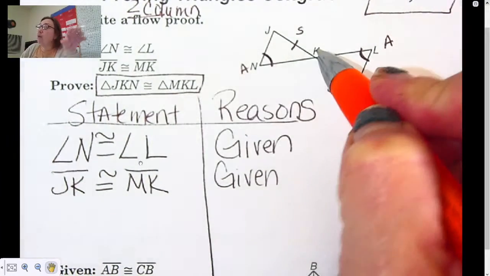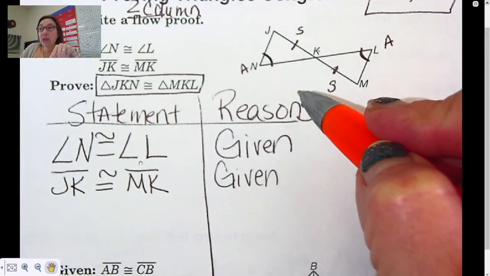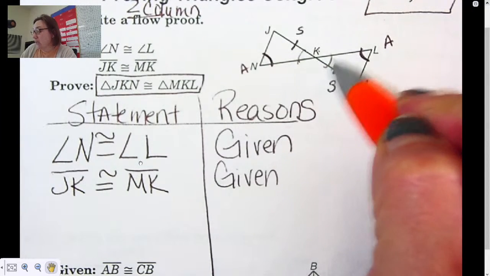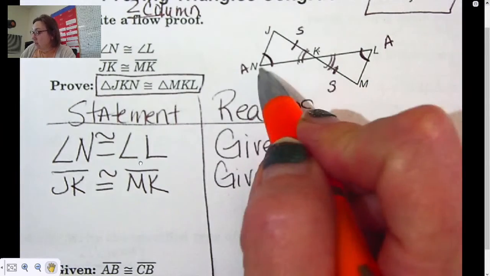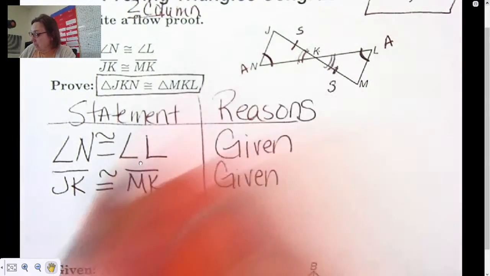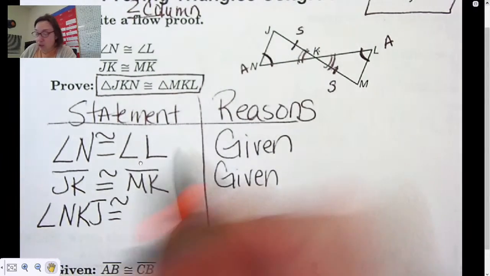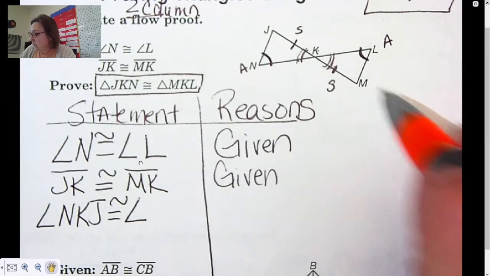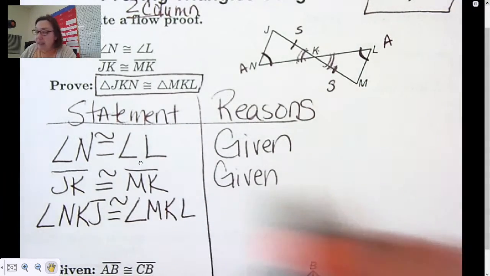Now, we do have a little issue here. We can't call two angles the same letter. So, we can't say this angle's K and this angle's K. We can't call them both K. So, angle NKJ is congruent to angle MKL, right? MKL. Now, how do we know?